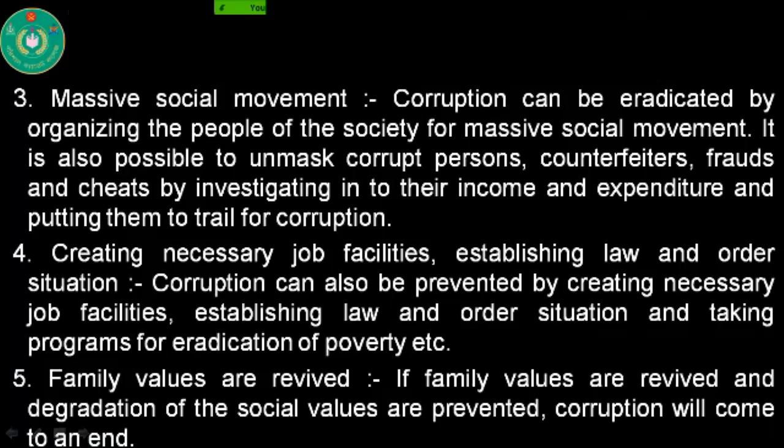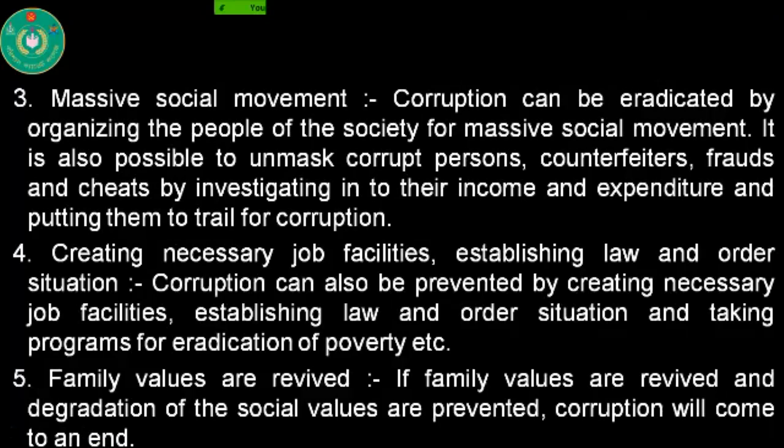Number three, massive social movement. Corruption can be eradicated by organizing the people of the society for a massive social movement. It is also possible to unmask corrupt persons, counterfeiters, frauds, and cheats by investigating into their income and expenditure and putting them to trial for corruption.